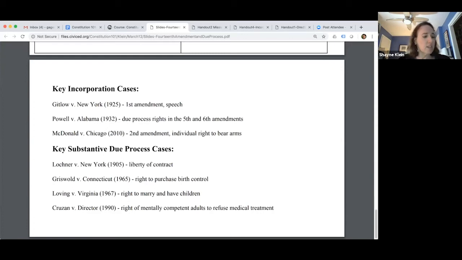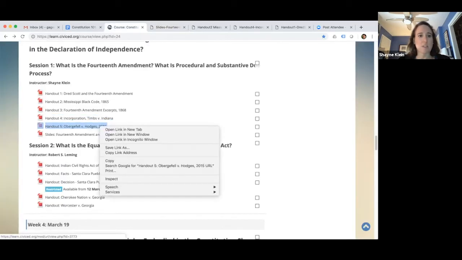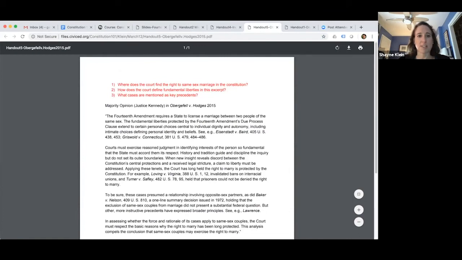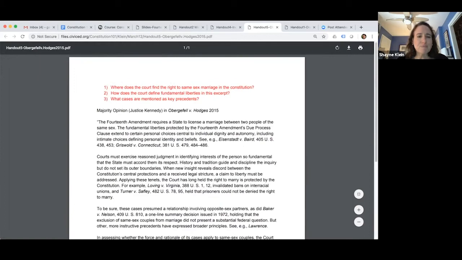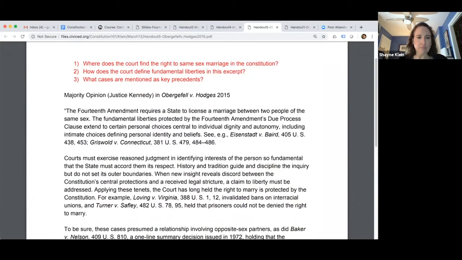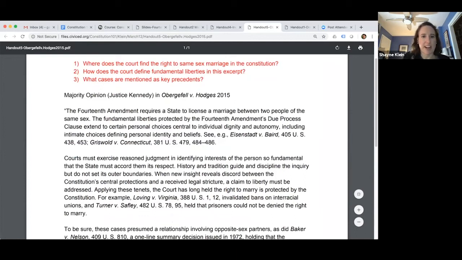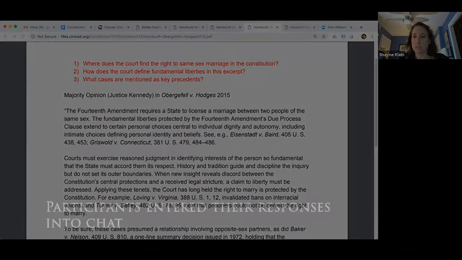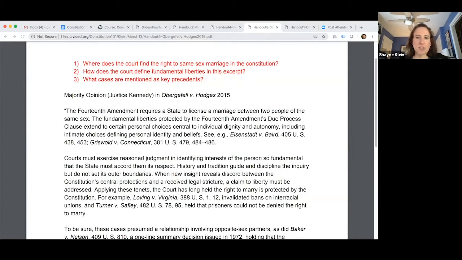So let's take a look at the Obergefell decision. This is one of the most recent substantive due process decisions of the court, okay? I want everyone to take a look at the text here, and let's start in that first paragraph. Where does the court find the right to same-sex marriage in the Constitution? I'm seeing a lot of answers saying due process liberty. We can see that in the first paragraph there, right? And they frame it as a choice of individual dignity and autonomy, intimate choices defining personal identity and beliefs, is where they're finding this right.